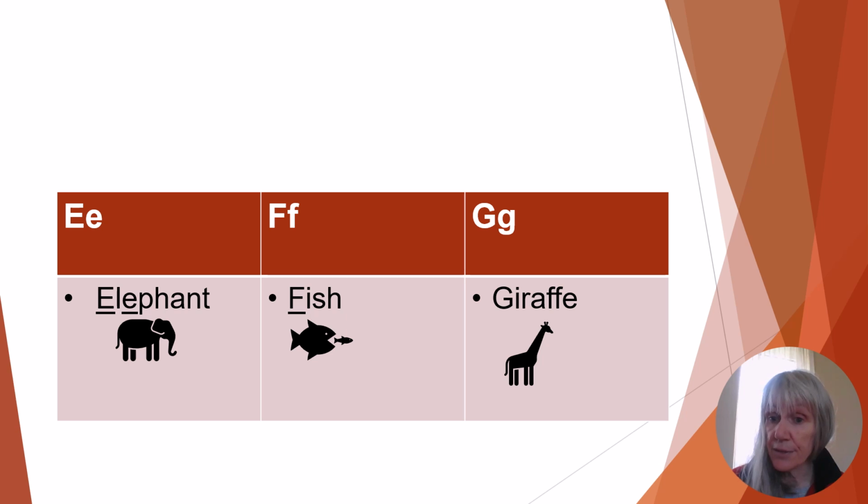So we had A, B, C, D. Now we're on E, F, G. So you'll see the uppercase E and the little e. And I use the word elephant, because you'd have two E's in it, actually each making a different sound. Then we have the F, which is for fish, fish. Then we have the G for giraffe, giraffe. See the G here, F and E.